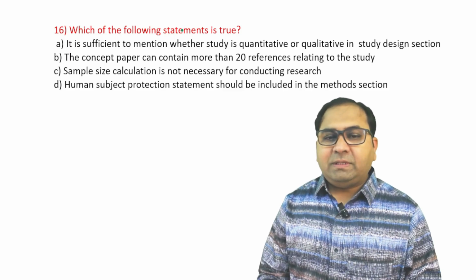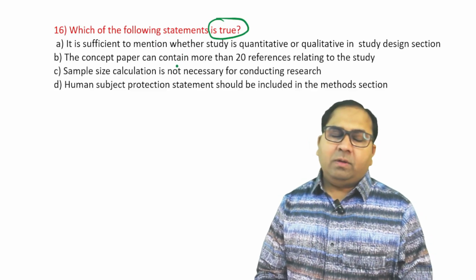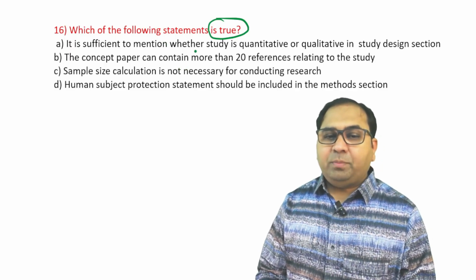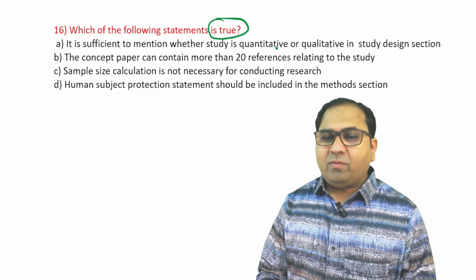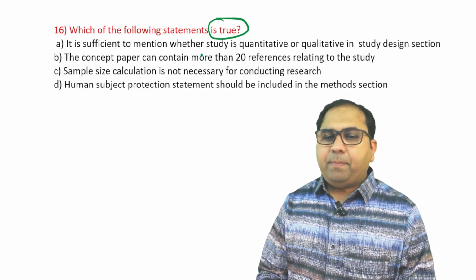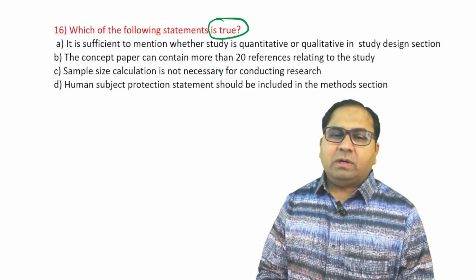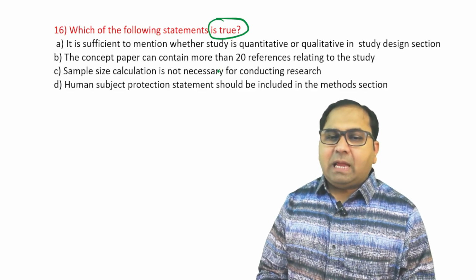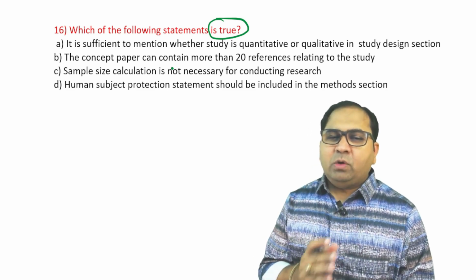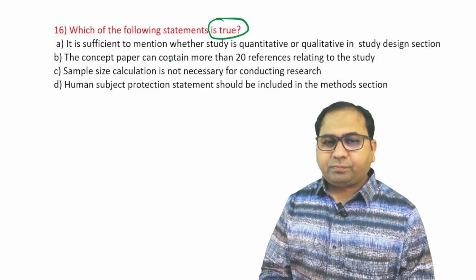Next question. Which of the following statements is true? So 3 statements are false and 1 is true. Let us see the options. A. It is sufficient to mention whether the study is quantitative or qualitative in a study design section. Or B. The concept paper can contain more than 20 references relating to the study. Or C. Sample size calculation is not necessary for conducting the research. Or D. Human subject protection statement should be included in the method section.